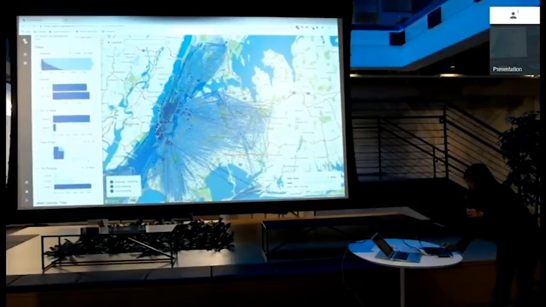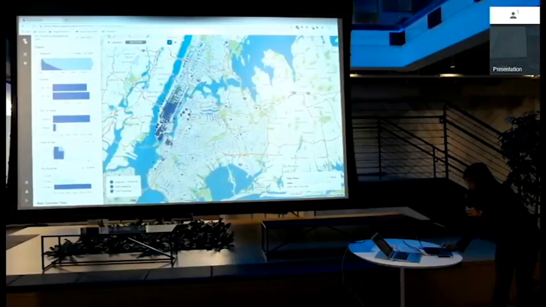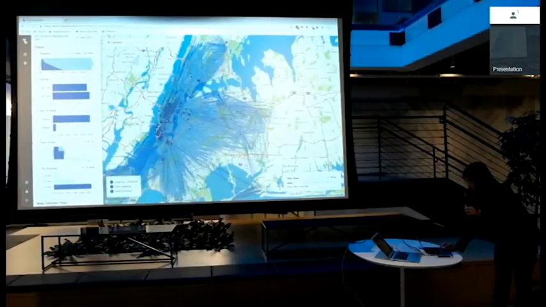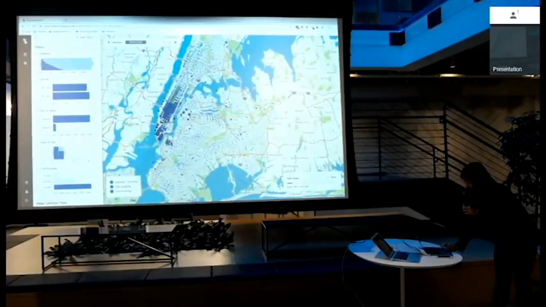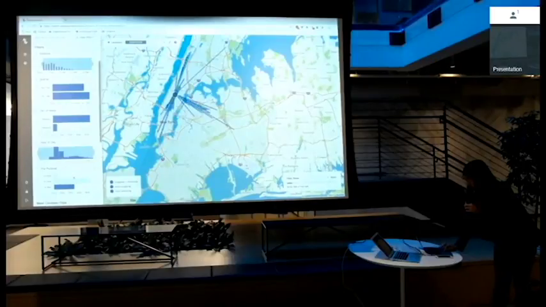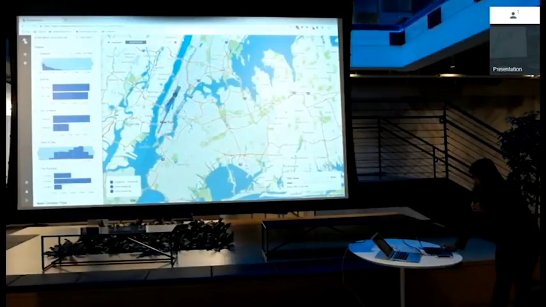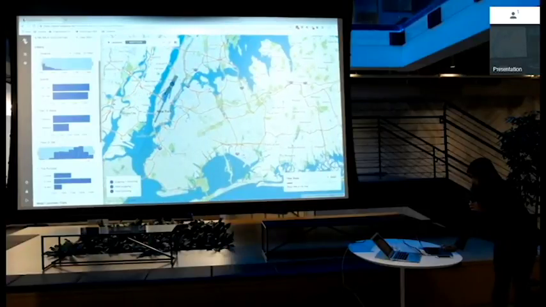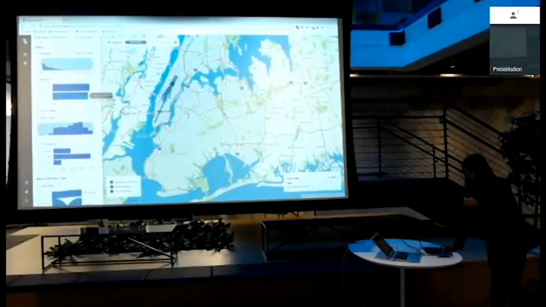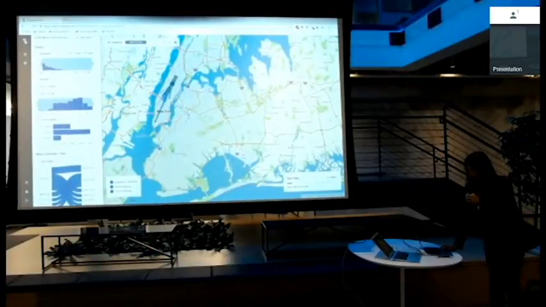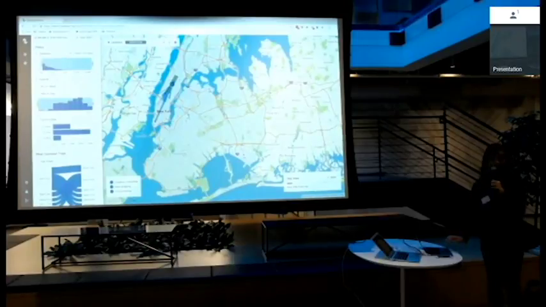So if I now select Central Park, let me expand back. Probably not a lot of people going to work there. You can see that this is the hourly pattern, which is more of the later pattern.